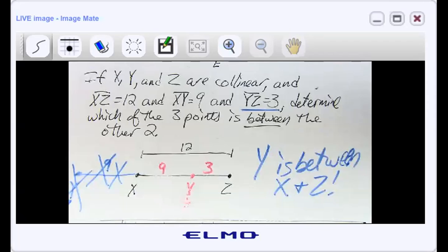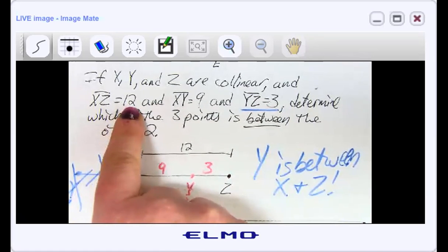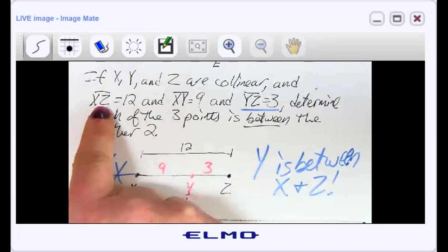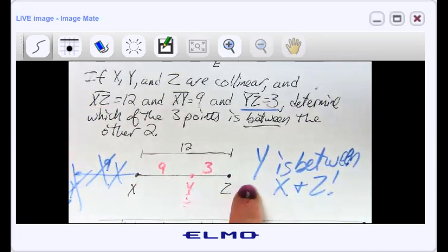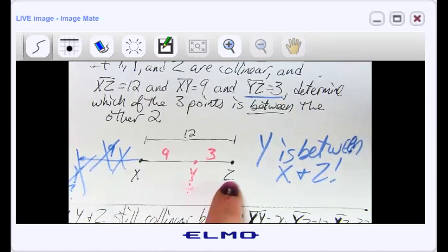So let's look. I have 12, 9, and 3. So 12 is my biggest one. That means X and Z have to be on the ends of my final diagram. That means Y must be in the middle. Does that make sense? And that's true. That is how it worked. Look at what we ended up with: X and Z were on the ends, so Y's got to be in the middle. Let's see if it's true for this next one.